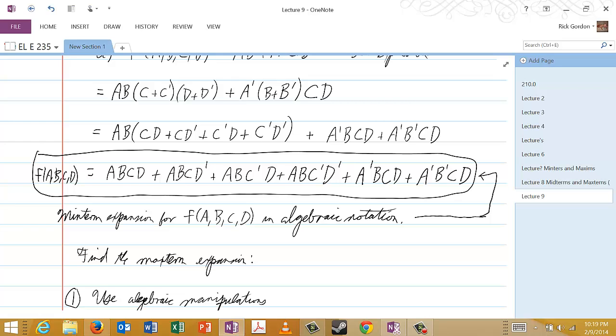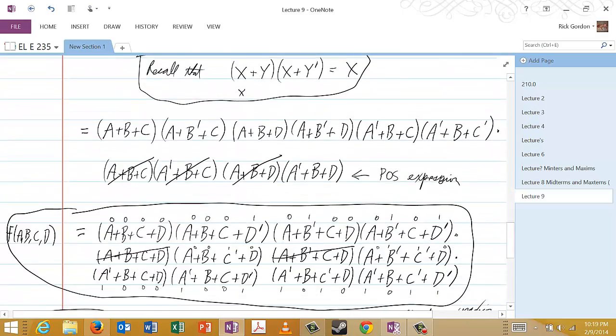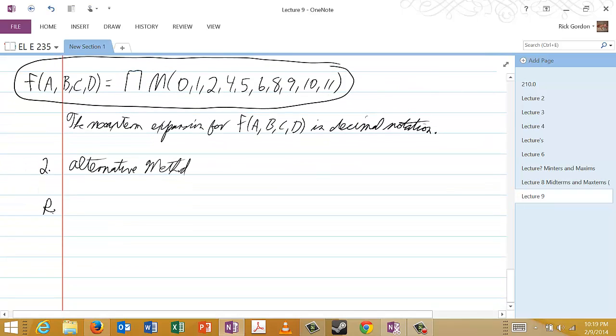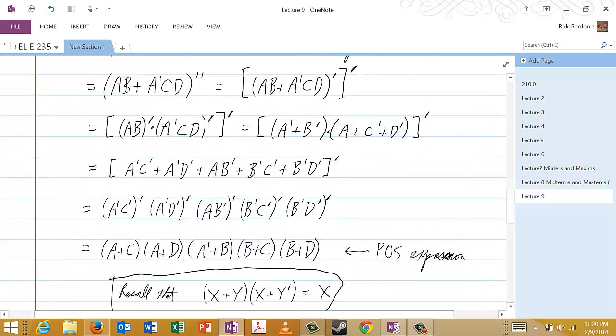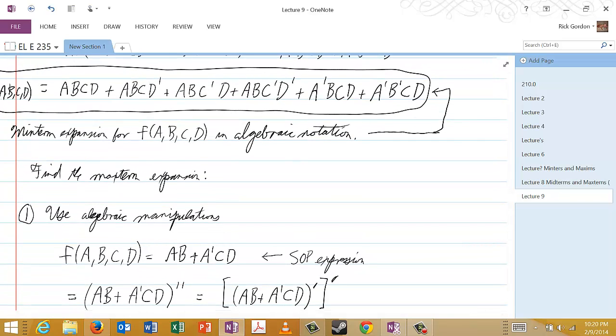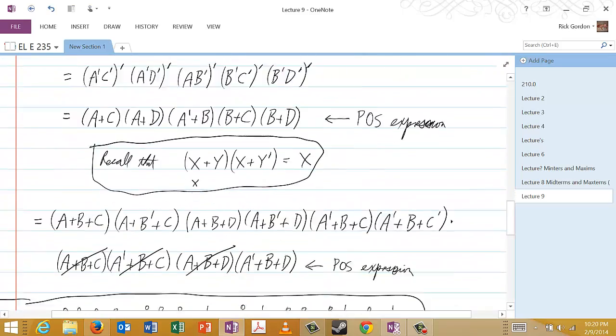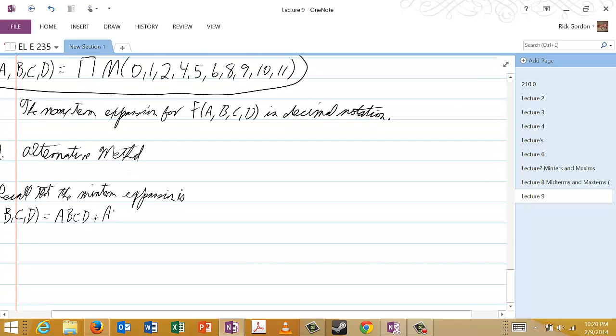So I'm going to repeat the minterm expansion down here. That's A, B, C, D. So we'll say, recall that the minterm expansion is F of A, B, C, D equals A B C D, or A B C D prime. The next two terms are A B C D prime and A B C prime D.